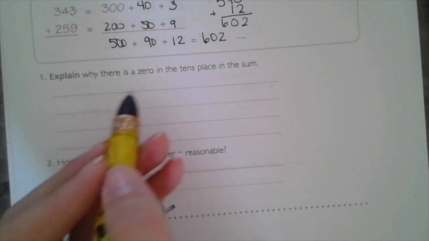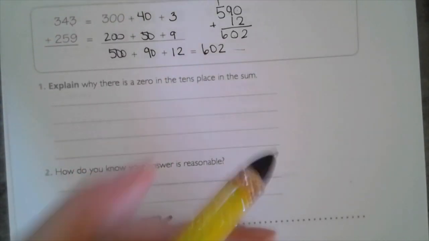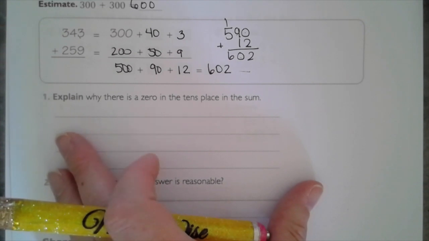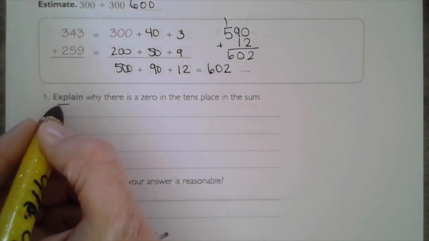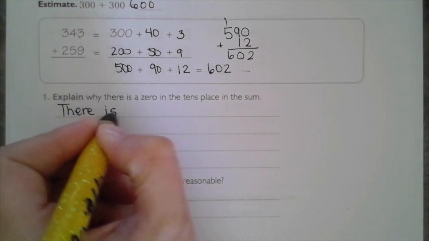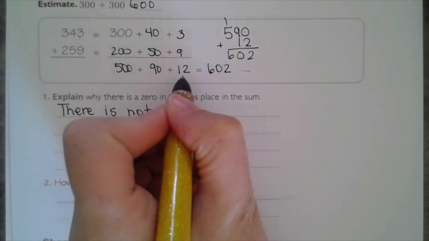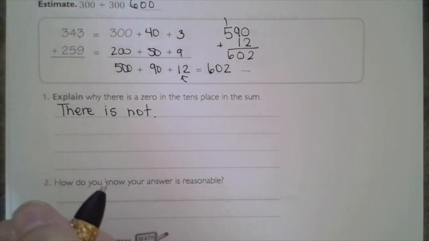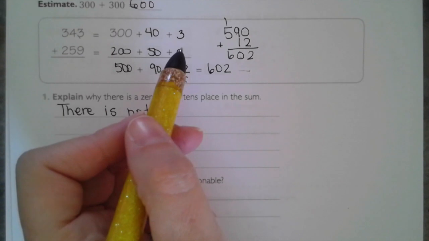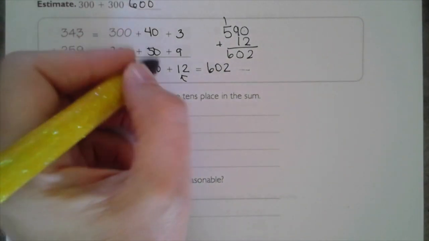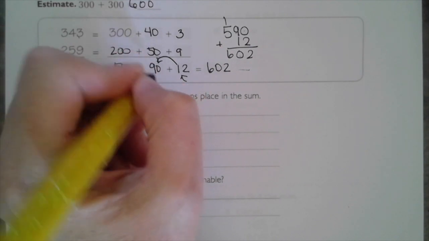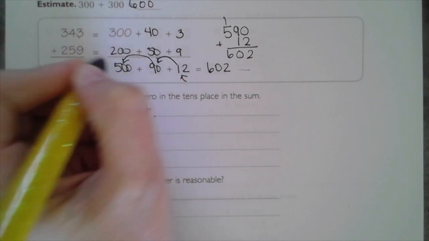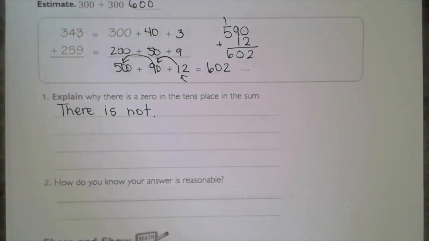Okay, it says explain why there is a 0 in the tens place in the sum. There's not, because I changed the number, so there is not. Now, there is a 1 in the tens place. Do you know why there's a 1 in the tens place? Because 3 plus 9 is 12. Now, we would send that 10 over because of the magic of 10, right? And then I would have 10 here, so then I had to send the 10 over. That's why I ended up with 602. Okay, how do we know the answer is reasonable? The estimate is close to the sum.